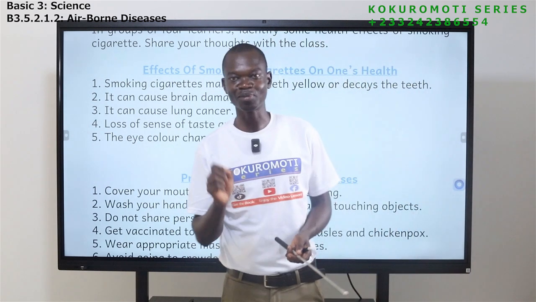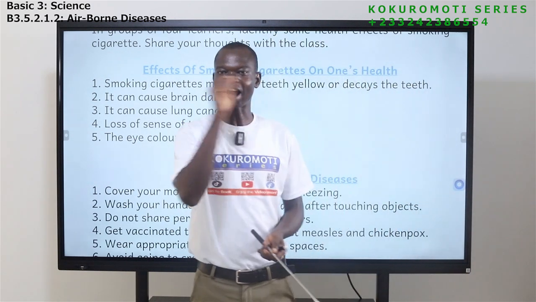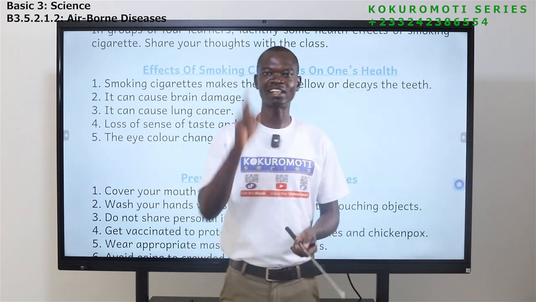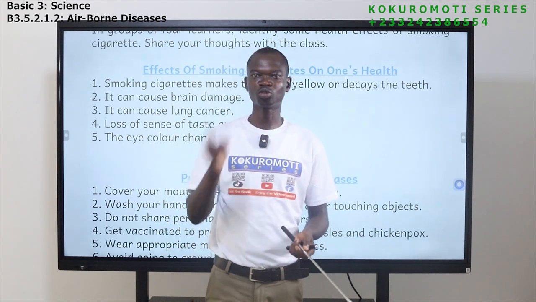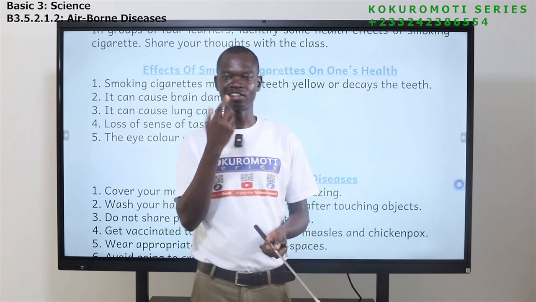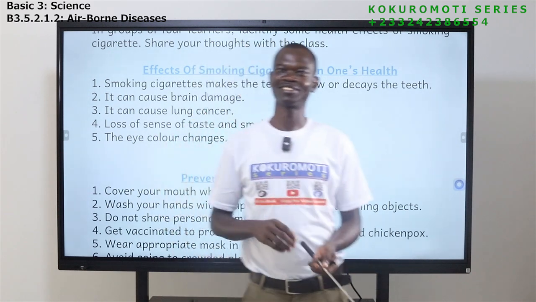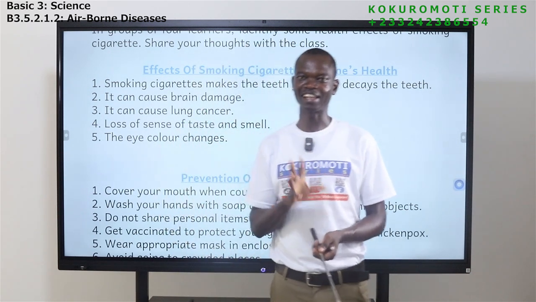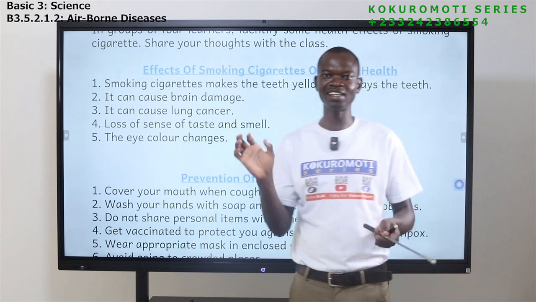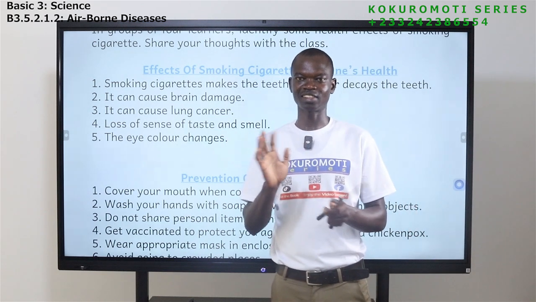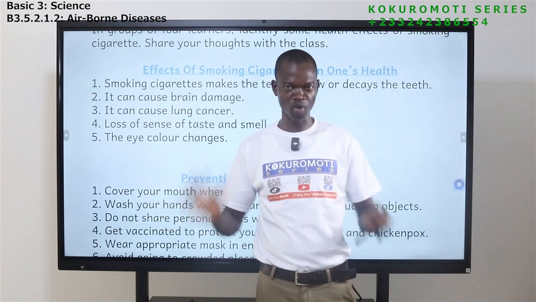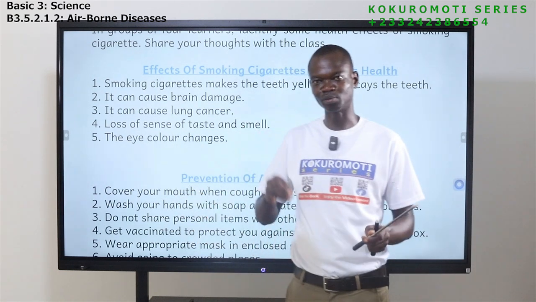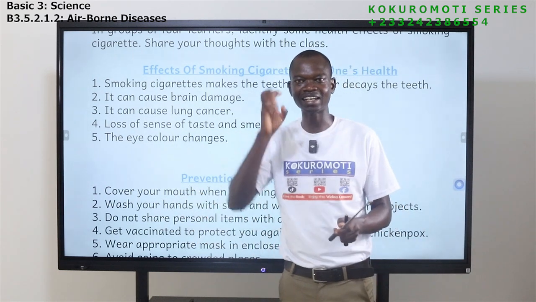The next one is that the eye color changes. There are some people, the moment you see their eyes, you can easily tell that this person smokes. Those who smoke, their eye color is always different. Some people, naturally, their eye color is not like the normal one, but they are not sick and they don't smoke. But there are other people whose eye color has changed because of smoking.